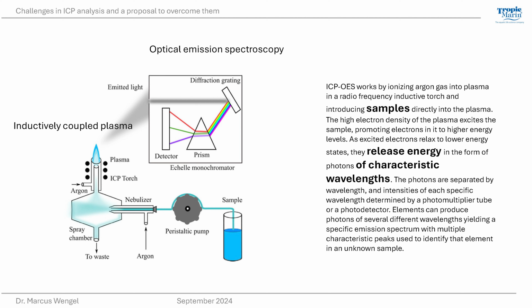Same thing for OES. Again, we have our sample, the pump, and the ionization torch. But in this case, it's optical emission spectroscopy. So we just measure light. We measure a certain wavelength of light, which is characteristic for this certain element. So the fewer elements we have in our sample, the easier it is to get a characteristic wavelength out of it.